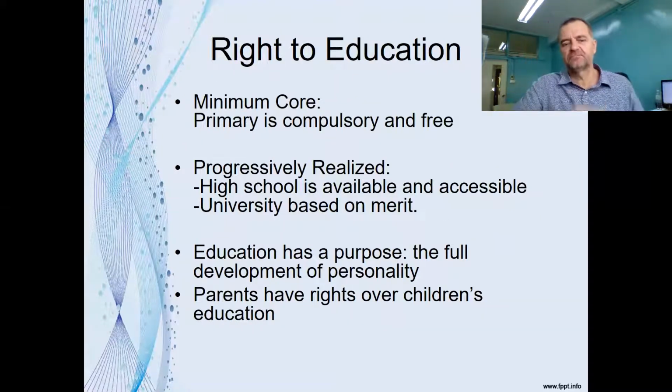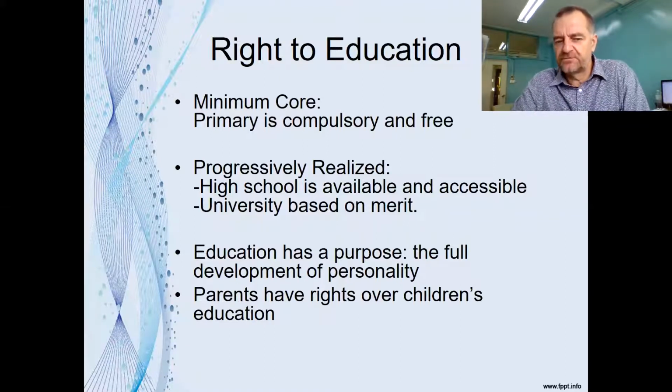Firstly, with education. So a reminder, of course, primary education is minimum core, but high school and university are progressively realized. Okay, so high school being available and accessible is progressively realized. And so just because a kid can't get to high school may not be a violation, but there should be more and more available high school spots, and they should be more and more accessible to different people. Also, with the right to education, that education should have a purpose of the full development. Another important part of that right is that parents have rights over the children's education.